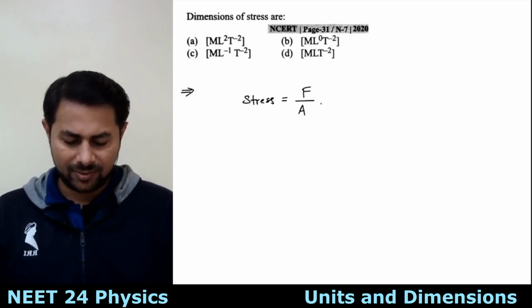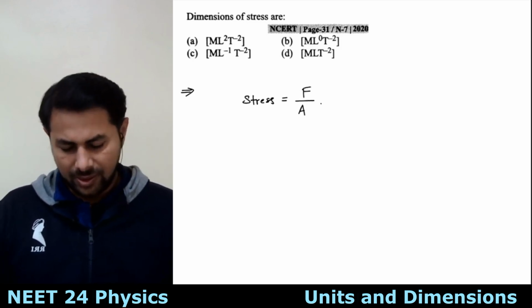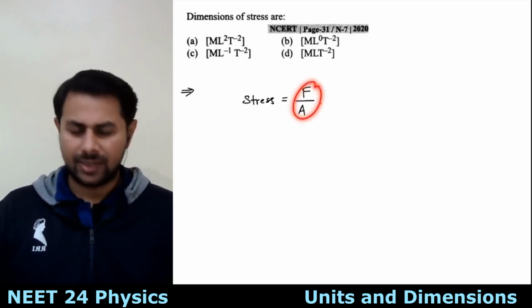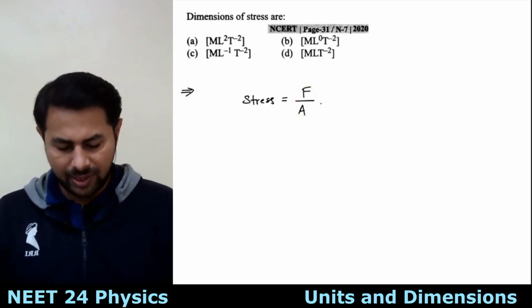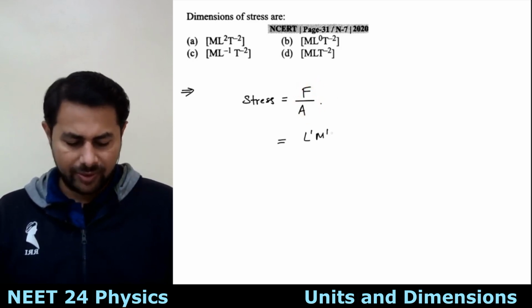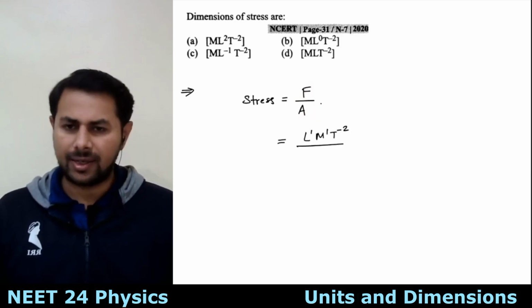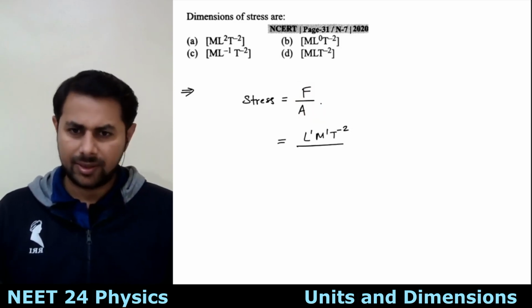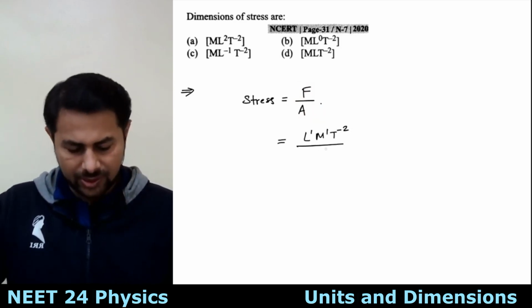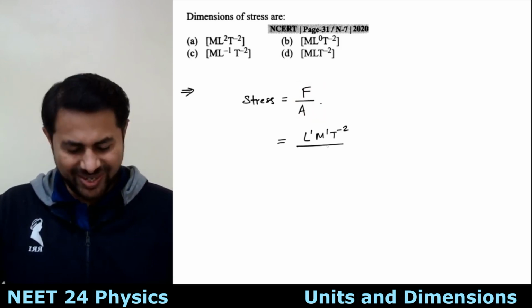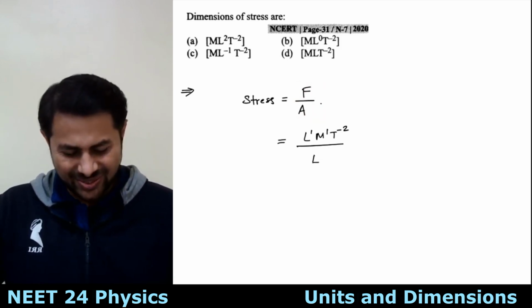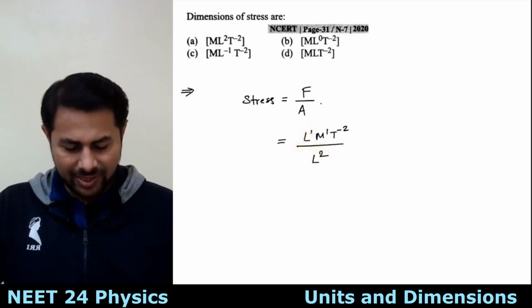Force by area, right? So what are the dimensions? Dimensions of force divided by dimensions of area. So it is L1 M1 T^-2 divided by dimensions of area, right? Stress is what? Force by area. So area is L to the power 2. Take this, this thing will get cancelled out, right?